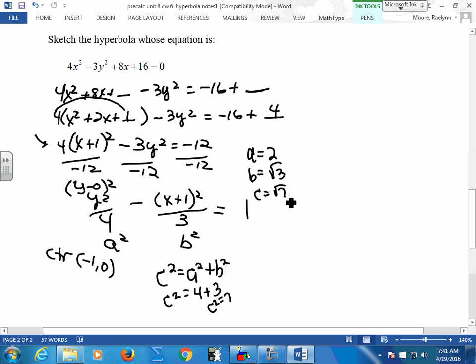And c has to be the longest one. It's like the Pythagorean theorem, where c is the longest side. Okay, so you're going to start your sketch. You're going to find your center. Remember, it's a translated center, just like the other one.